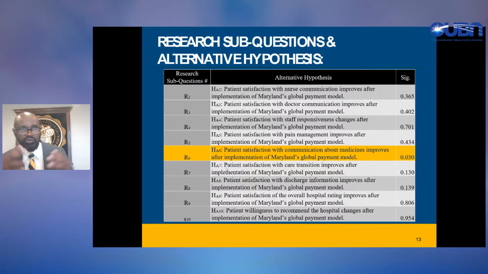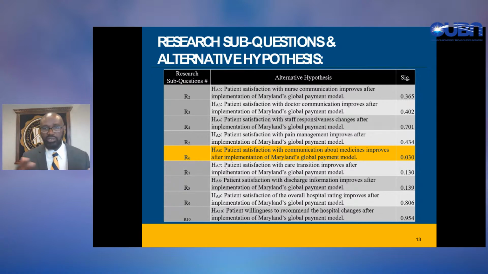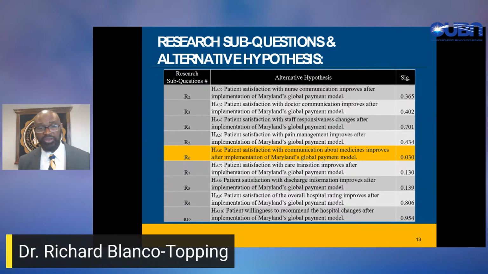So if everything was good, all the rest were good, why wouldn't you rate yes? Or R10, question 10, it says, patient willingness to recommend the hospital changes after implementation of the Maryland Global Payment Model. So willingness to recommend the hospitals to friends and family, and it wasn't positive. It wasn't significant. It was farther away from that.